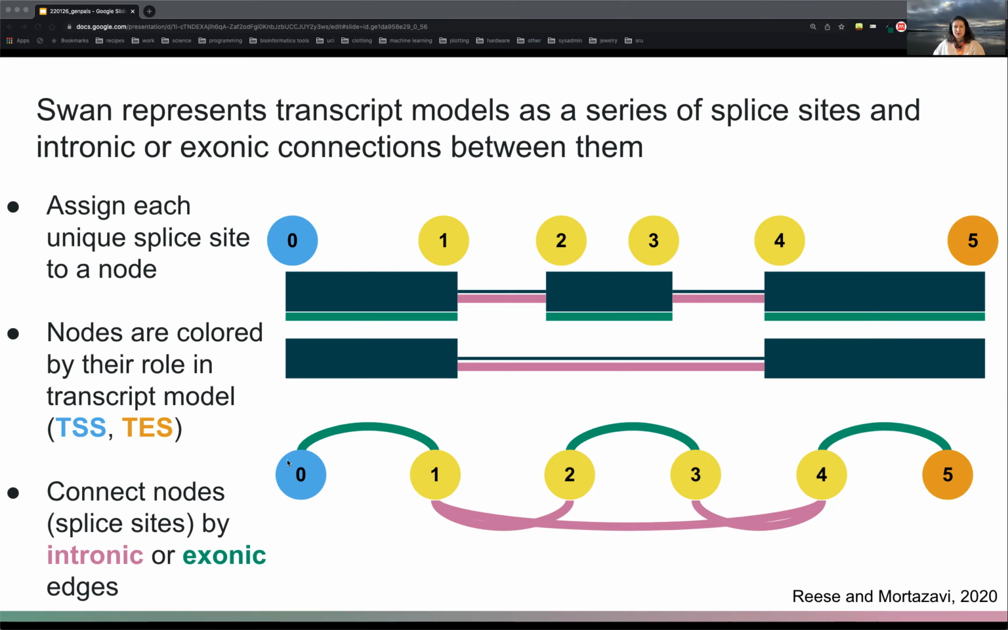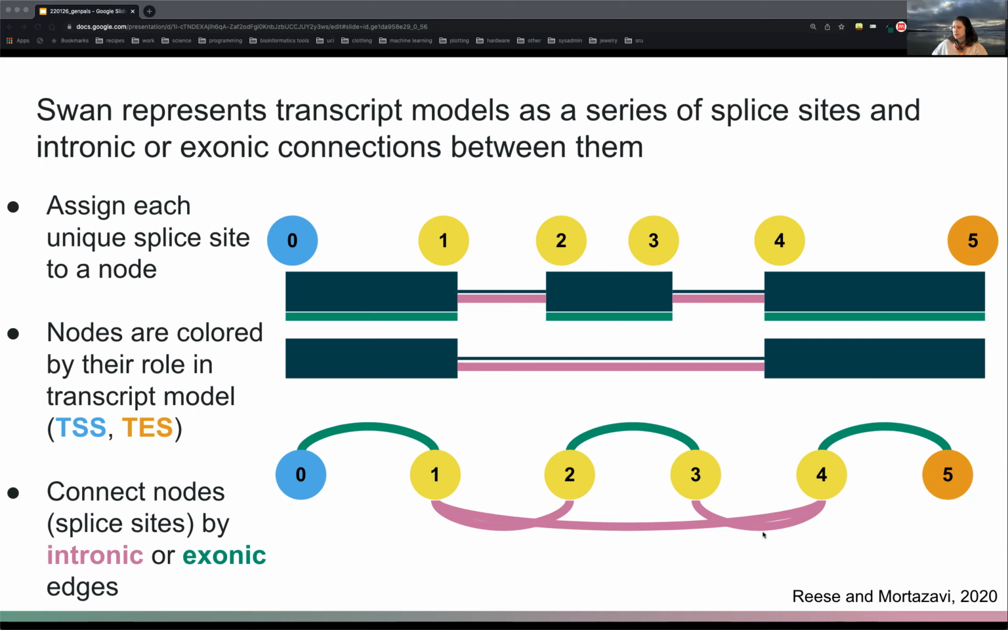So once we have the nodes, we then need to represent whether or not introns or exons connect those two nodes. And so we can do this by finding our unique exons and introns in our transcriptome annotation here, colored by these green and pink lines, and therefore translated to the Swan representation here as well.